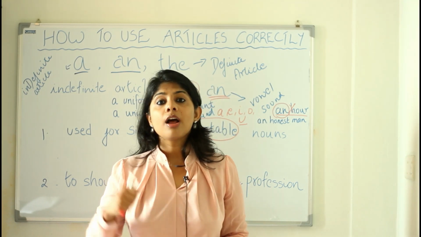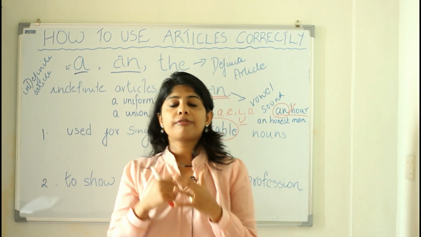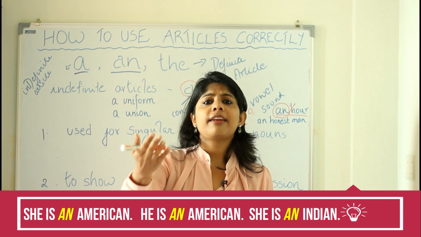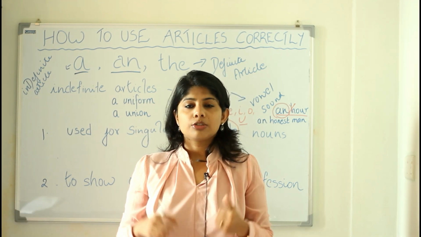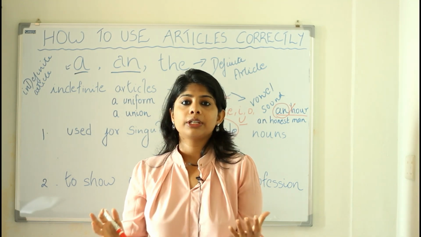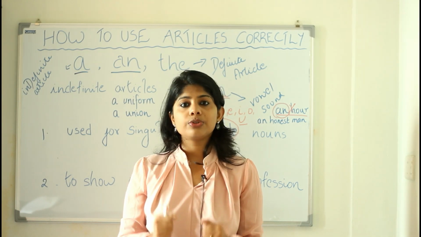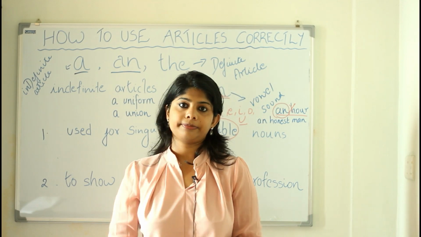Now let's move on to how to show that a particular thing is part of a group. You always say she's an American or he's an American, she's an Indian. So basically what we are trying to say is that she is part of a group, that is a community. And in these cases we use indefinite articles, that is we use a or an.